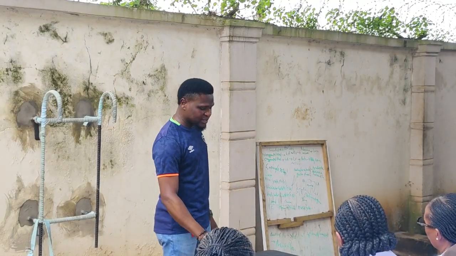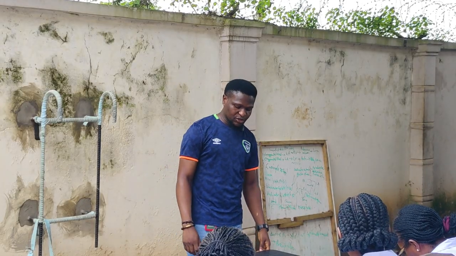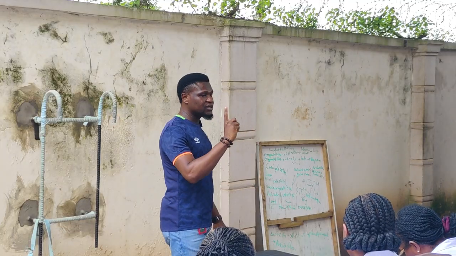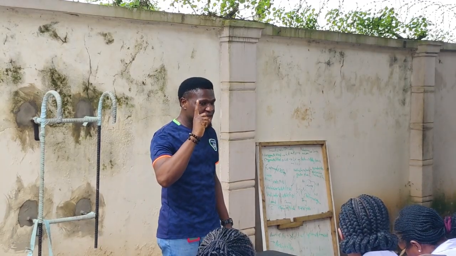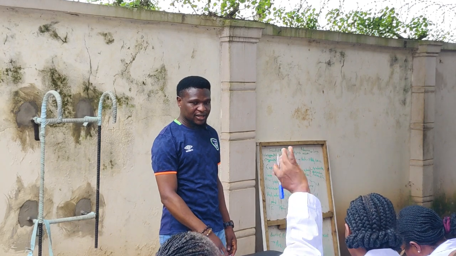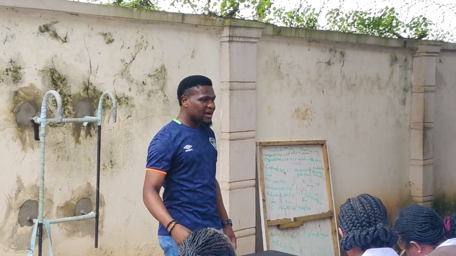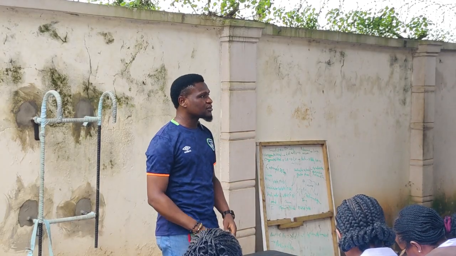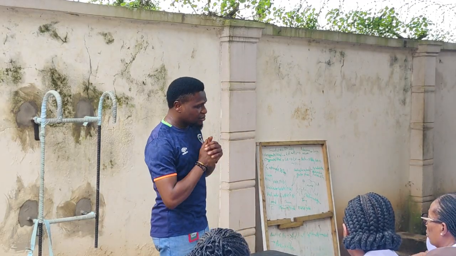Now, principles of osteopathy. I'm going to be fast because of time. We need to understand that the body is a unit. Number one, the body is a unit. The head is not different from the leg. The hand is not different from the chest. They are all different units integrating as one. So you must understand that the body is a unit.